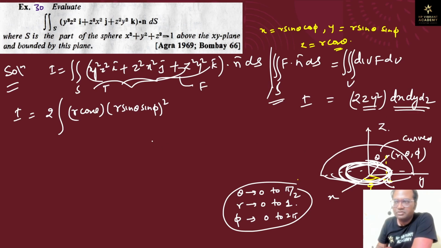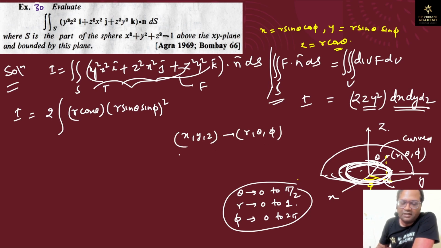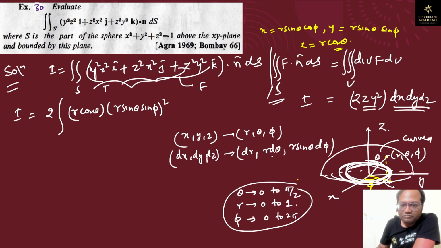So we have the transformation where x, y, z is getting transformed to r, theta and phi, and dx dy dz is getting transformed to dr, the differential r d theta, and this is r sin theta d phi. So this is the differential along the theta cap direction, this is the differential along the r cap direction, and this is the differential along the phi cap direction. So the product dx dy dz will be r square sin theta dr d theta d phi.